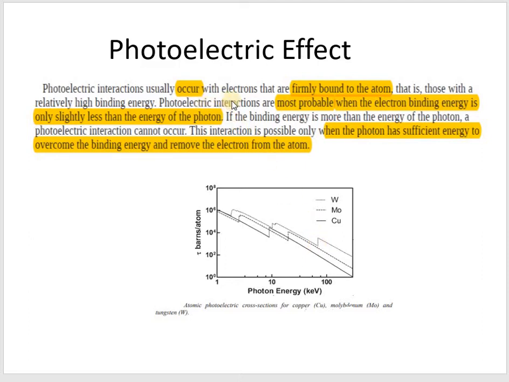Therefore, photoelectric interaction is more probable when the electron binding energy is slightly less than the energy of the incoming photon, or the energy of the incoming photon is slightly more than the binding energy. When the energy keeps increasing, the cross section decreases again, or the interaction decreases again. This interaction is possible only when the photon has sufficient energy to overcome the binding energy, and then the cross section will decrease again.